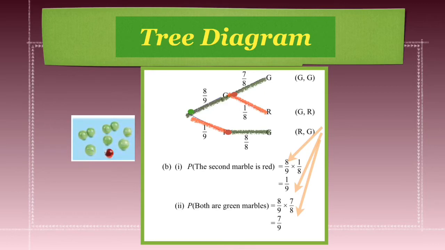For B2, probability of both are green marbles. So we choose the possible outcome, which is green and green. So it's 8/9 times 7/8. So the answer is 7/9.